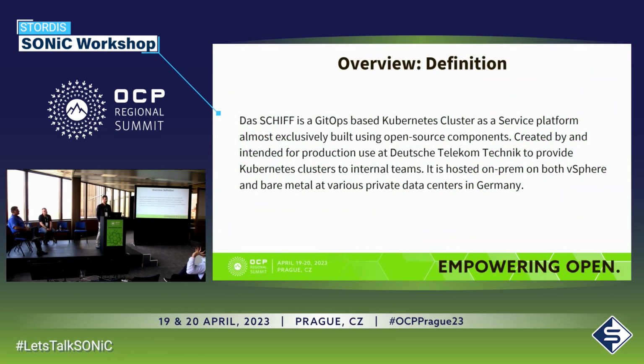So if you weren't here earlier for the previous talk on the Deutsche Telekom Kubernetes platform, here's a reminder. das Schiff is a GitOps-based Kubernetes cluster as a service platform almost exclusively built using open source components. It's created by and intended for production use at Deutsche Telekom Technik to provide Kubernetes clusters to internal teams. It is hosted on-prem in both vSphere and bare metal at various private data centers in Germany. We currently support various containerized network functions for everything from 5G core to more typical fixed line services.